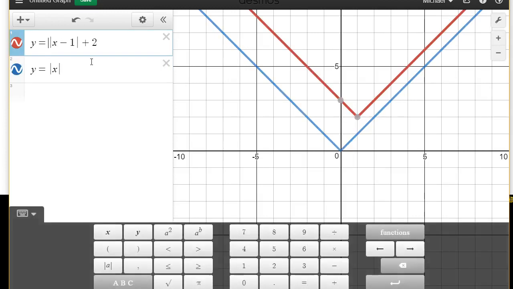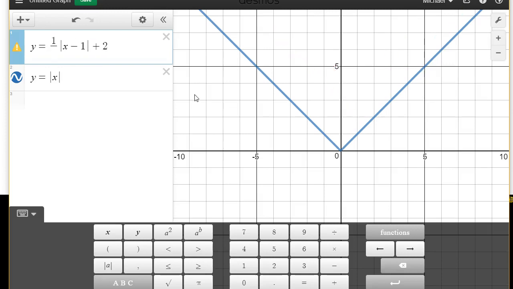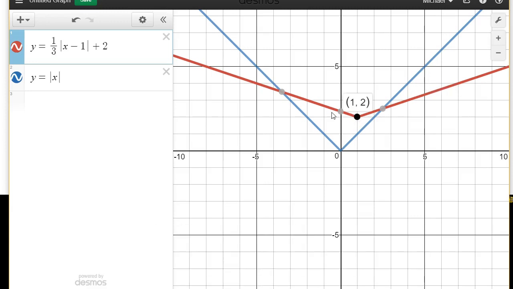Right now I have a slope of 1, and I go rise 1, run 1, rise 1, run 1. And if I change this to 2, then sure enough, I go rise 2, run 1, rise 2, run 1. And if I change that to 1/3, sure enough, I go rise 1, run 1, 2, 3. Again, notice the vertex is still at 1, 2.